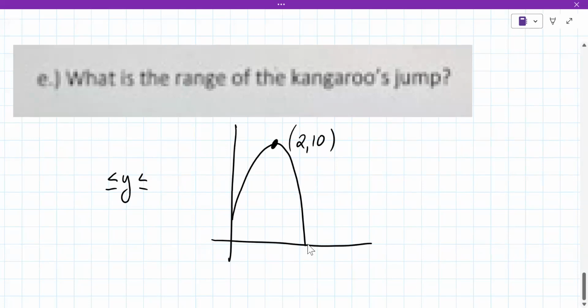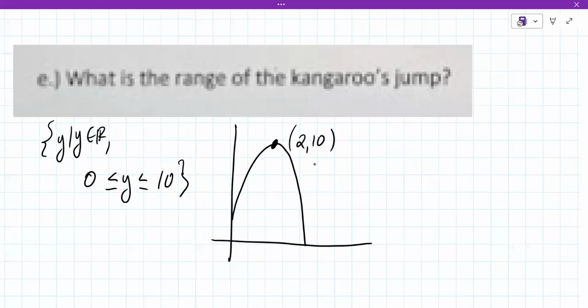What's its height when it hits the ground? 0. There you go. And what's its height when it reaches its peak? 10. There it is. Now you do need all that other stuff, y such that y is an element of the real numbers, comma, you need some curly braces, you got to dress it up. Got it.